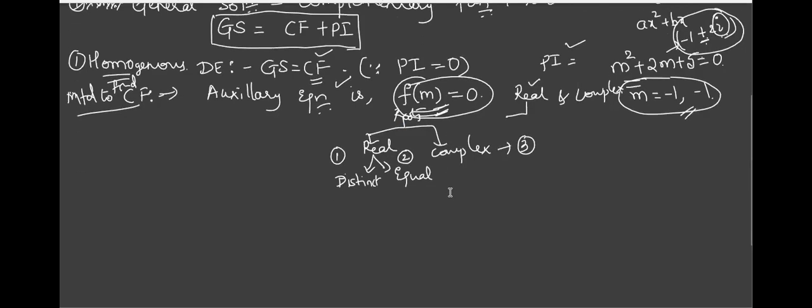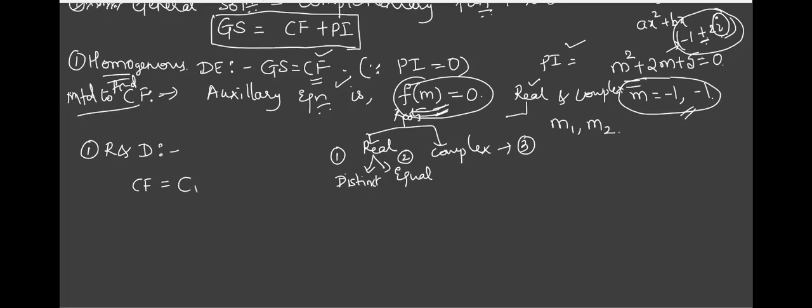Are you understanding? Okay. So what is the first case? Real and distinct. Suppose this is a quadratic equation. How many roots will you get for a quadratic? Two roots. Take the roots as m1 and m2. These are real numbers, and they are distinct. Distinct means is m1 equal to m2 or not equal? Not equal.